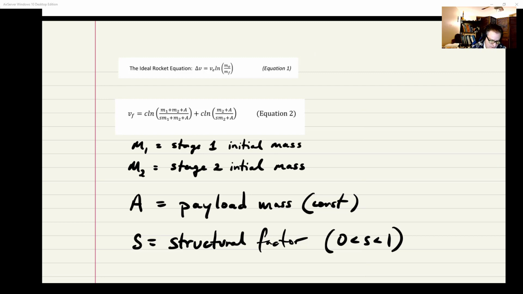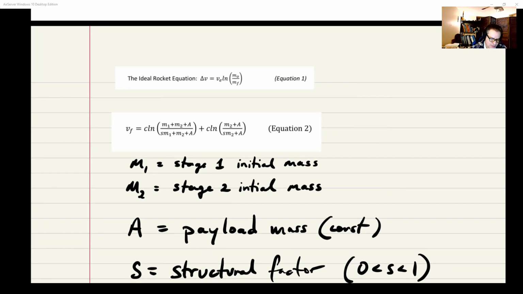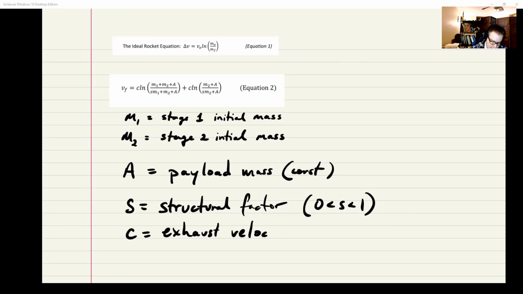And we have one other variable on there, and this is the exhaust velocity. And here, in this first part of the derivation, we'll assume that in each stage you have the same exhaust velocity. We can change that later, but for the first time through this work, we're going to assume the same structural factor in each stage, and we'll assume the same relative exhaust velocity in each stage. And then you can adjust that if you wanted to later.